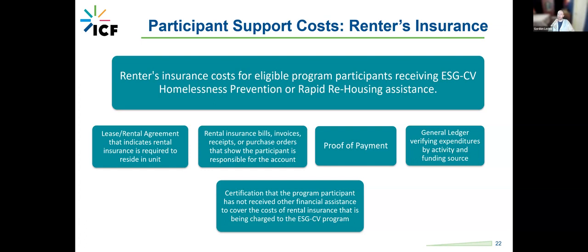In other words, you need to make sure that there's not a duplication of benefits. This is true for most of the things we're talking about for participant support costs, but this is a common one that folks just overlook because it's renter's insurance. It's not a lot of money. You don't think of it in the same way as you think of duplication of benefits for case management or duplication of benefits for rental assistance. It's a small one, but you do need to keep an eye on it. Back over to you, Mike.